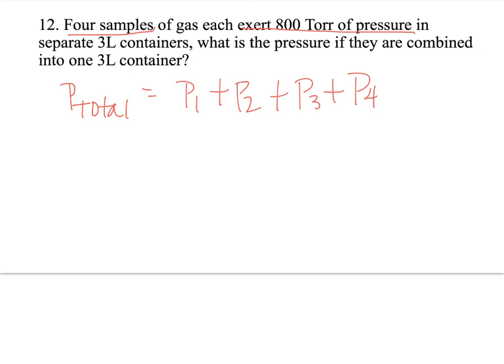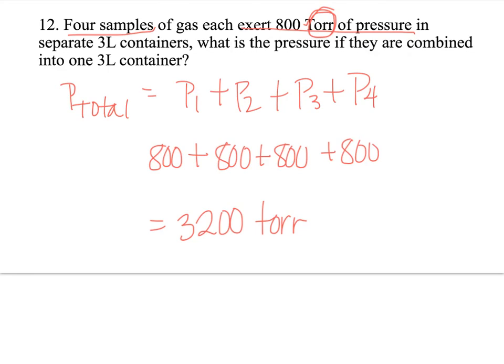So go ahead and pause and do that math real quickly. So hopefully that was really easy for you. We had 4 samples of gas, each exerting 800 torr of pressure. So all we did was add up 4 gases, 800 each, so we should get 3,200 torr.